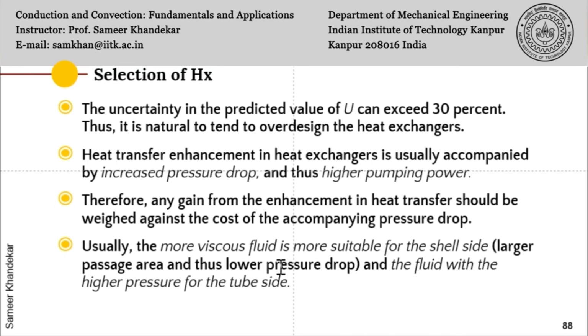So therefore the shell side pressure drop is usually lower than the tube side pressure drop for the same mass flow rates, because the available area in the shell side is much larger. And therefore it is a common practice to put the more viscous fluid on the shell side and the fluid with higher pressure on the tube side, because the tubes can withstand higher internal pressure, because of your hoop stresses and the longitudinal stresses, which are becoming better and better as you decrease the diameter of the tube.